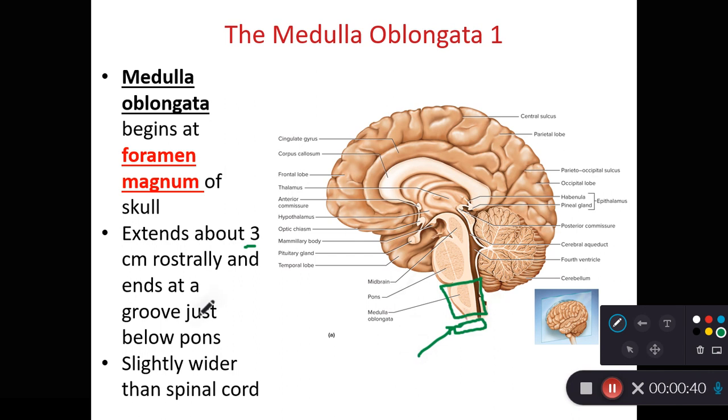In terms of differentiating where it begins in a dissection, the medulla oblongata and the spinal cord are pretty tough to look at and differentiate. It's very slightly wider on the spinal cord, ever so slightly.